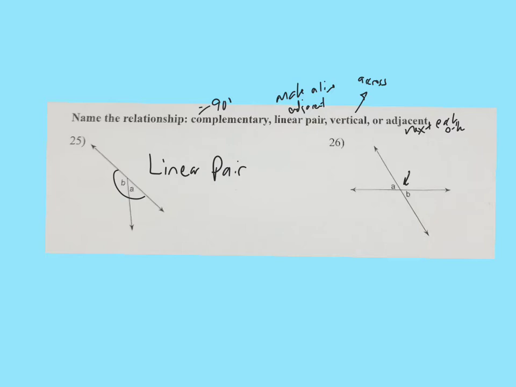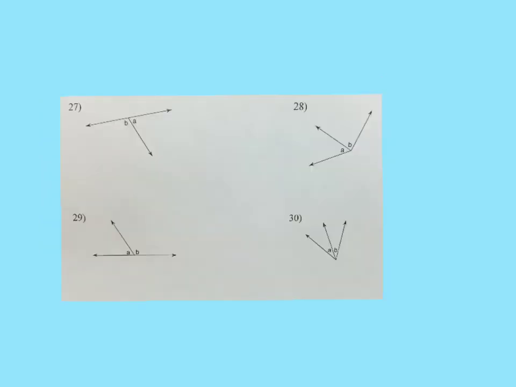26, A is across from B. They're not next to each other, because if they were next to each other, there wouldn't be an angle in between the two. So they are across from each other, which means they are vertical. All right. So that's it for 25 and 26.